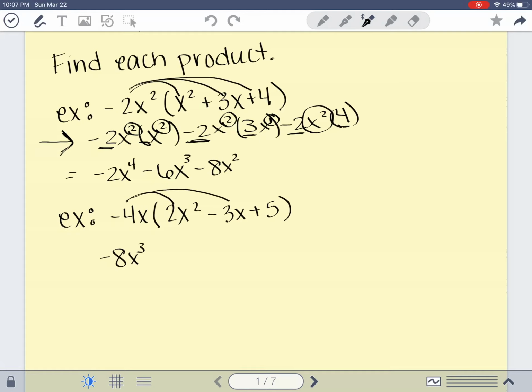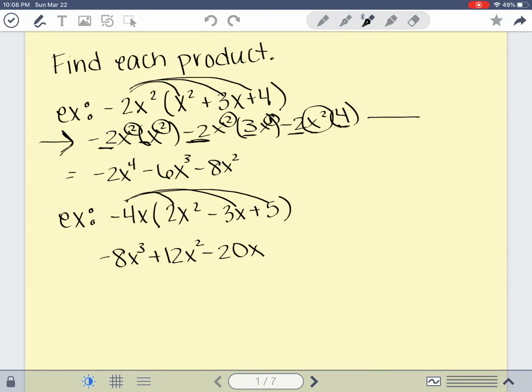Negative 4x times negative 3x. So negative 4 times negative 3 gives us a positive 12. X times x gives us x squared. And then lastly, we have negative 4x times 5. So negative 4 times 5 gives us a negative 20. And then we bring along that x.